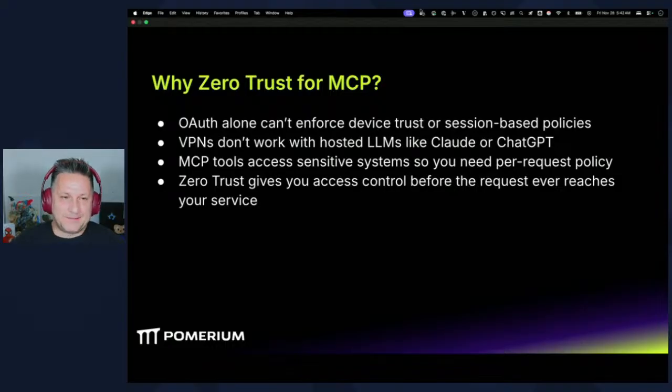And so, yeah, OAuth alone can't enforce device trust or session-based policies. Like I mentioned, VPNs won't work in this scenario, at least for cloud-based stuff like Claude or ChatGPT. And also in the case of agentic, like for MCPs, we want that per-request policy to check on accessing sensitive systems. So this is where the dynamic, context-aware policies come into play from zero trust.